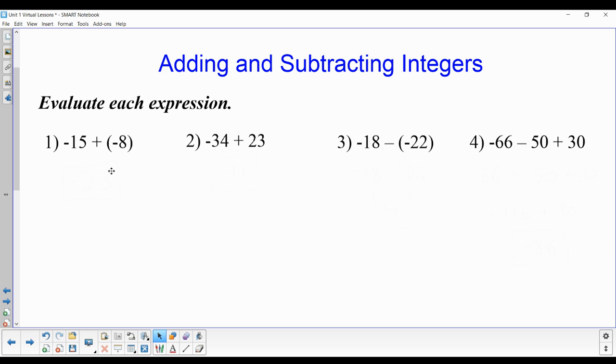So if the signs are the same like they are, you add the numbers. 15 plus 8 is 23. And since they are negative, you keep the sign.